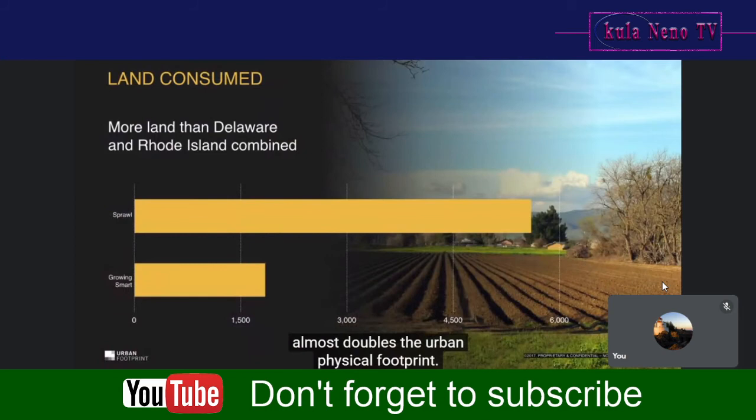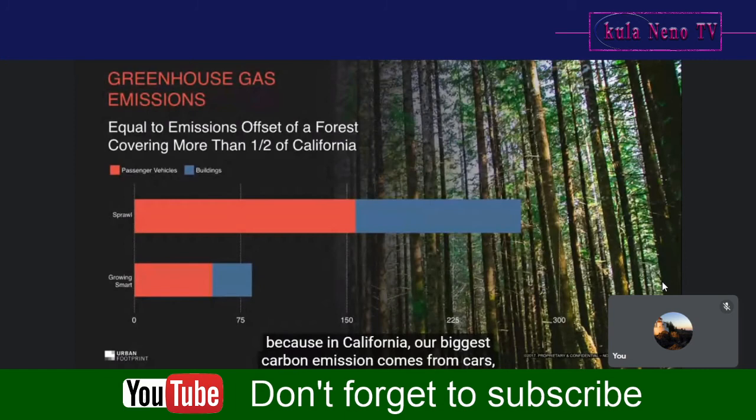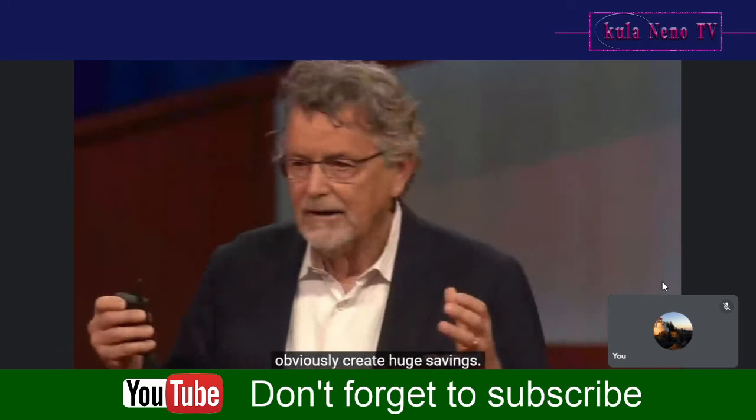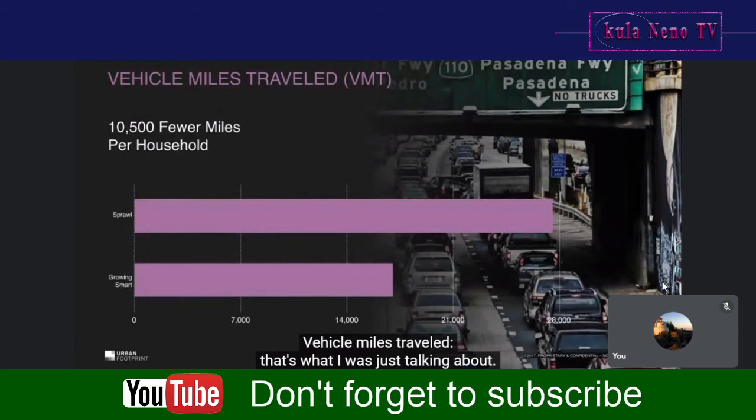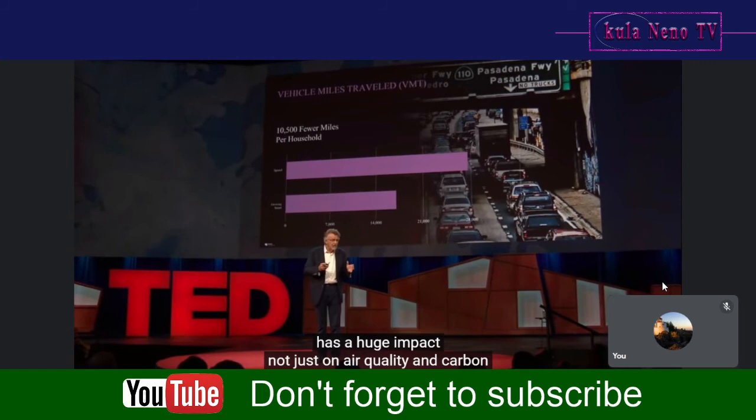The sprawl version of California almost doubles the urban, the physical footprint. Greenhouse gas, tremendous savings, because in California our biggest carbon emission comes from cars. And cities that don't depend on cars as much obviously create huge savings. Vehicle miles traveled, that's what I was just talking about. Reducing the average from somewhere in the mid-26,000 miles per household per year to 10,000 has a huge impact not just on air quality and carbon, but also on the household pocketbook. It's very expensive to drive that much.